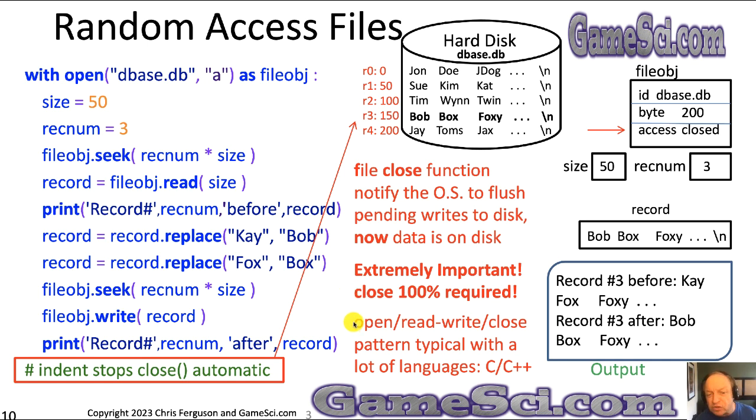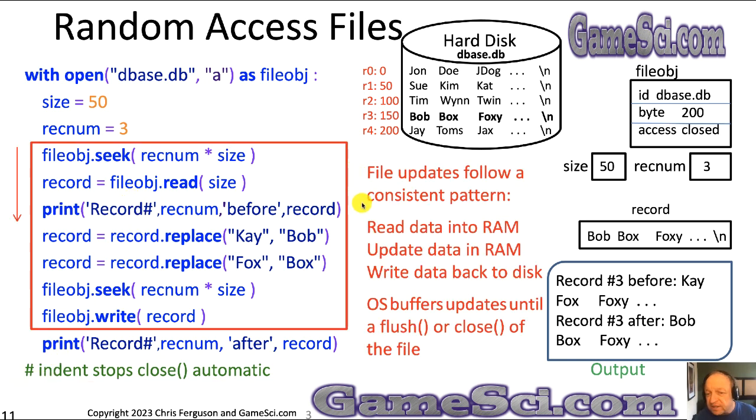Now what we've been doing here is an open-read/write-close pattern that is typical with a lot of languages like C and C++. The pattern is this: you open the file, you read or write the file, and then you close the file. File updates follow this consistent pattern. We read data into the RAM, we update the data in RAM, and then we write the data back to the disk. And always keep in mind that operating systems buffer updates until a flush or a close of the file occurs. If, for example, a program crashes in between the write and the close of the file, you could lose those file updates.